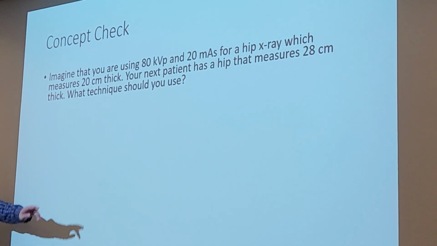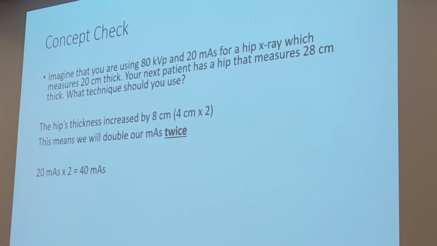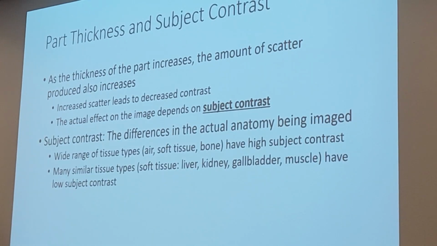All right. This time we've got a hip that's 28 centimeters. Right? It's 4 and then 4 again. So we need to do this twice. What technique are we going to use? 20 times 4. That sounds high, yes. Times 2, and then that times 2. That's right. So we times 2 one time, which is 40. Times 2 a second time. So yes, we would actually use 80 mass. It does sound high. But if you've got a really large patient, sometimes that's what you end up using.